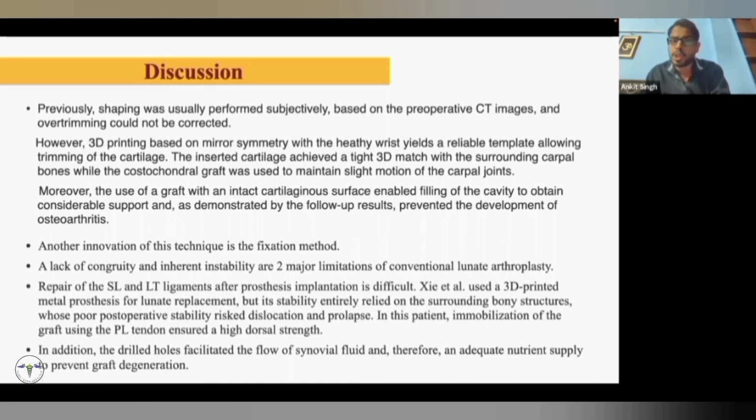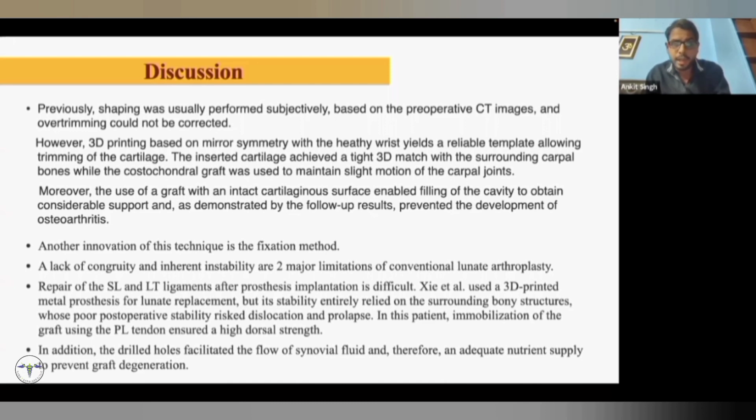Previously, the shaping was usually performed subjectively based on pre-op CT scans. Also, over-trimming could not be corrected. In this particular study, 3D printing based on a mirror symmetry with a healthy wrist gives you an accurate template on which the costochondral graft can be sculpted in order to match the prosthesis. Also, the use of a graft with an intact cartilaginous surface enables filling of the cavity and relatively good functional range of motion, as demonstrated in the follow-up results.